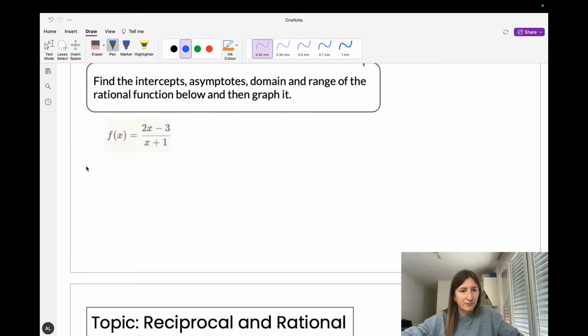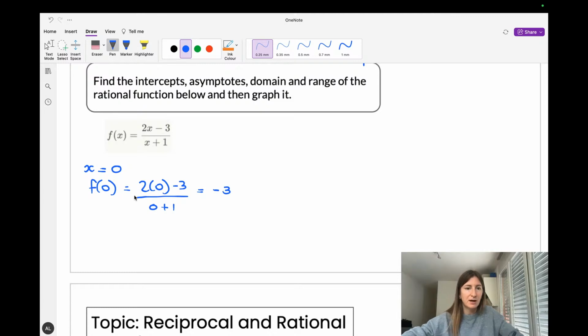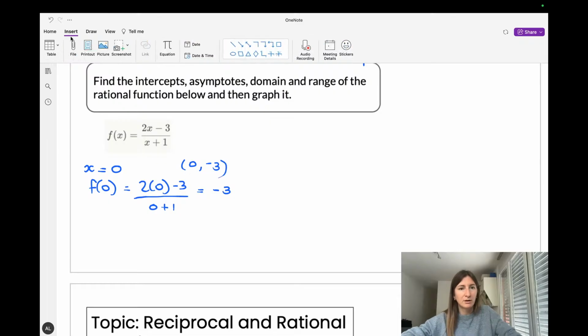So let's do when x equals 0, that's going to be our y-intercept. So let's substitute x equals 0. 2 times 0 minus 3 over 0 plus 1. So that just equals minus 3 over 1. There we go. So our y-intercept, let's write it, is 0, minus 3. I'm going to put that in a box for later because we will need it.